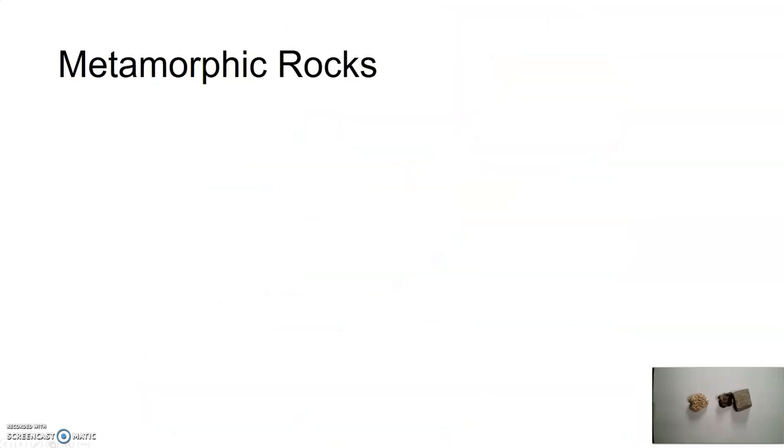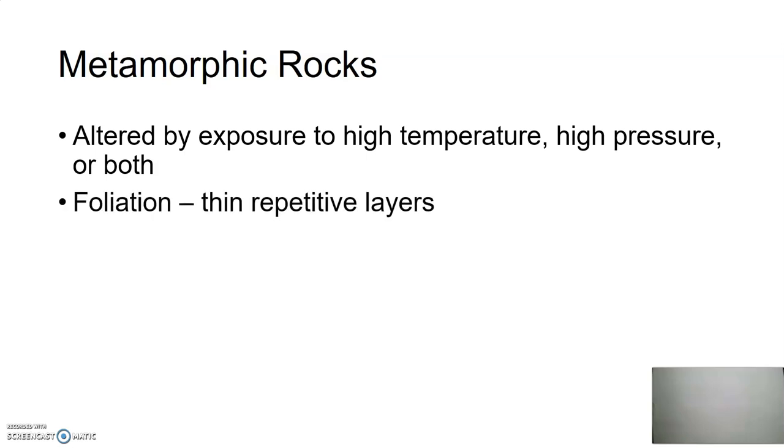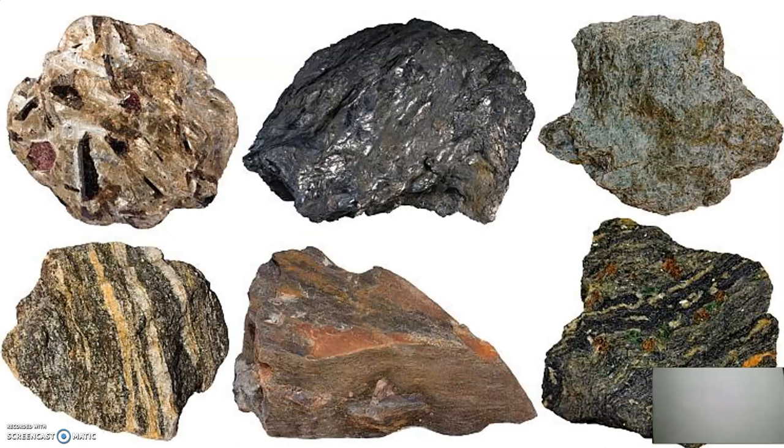Finally, you have metamorphic rocks. These are existing rocks that have been altered or changed by exposure to some sort of high heat and/or high pressure. Sometimes you'll see foliation, which is thin repetitive layers in some metamorphic rocks. You might also see squished or elongated grains. Sometimes they're very shiny. I will say that they're probably my favorite type of rock. They're just really weird, but they also do tell a story of Earth itself.